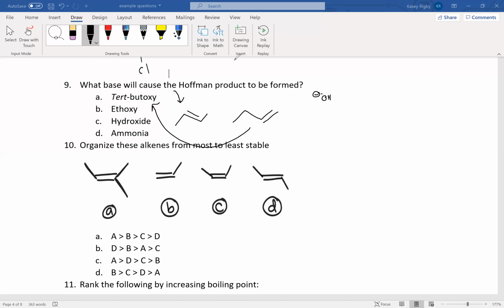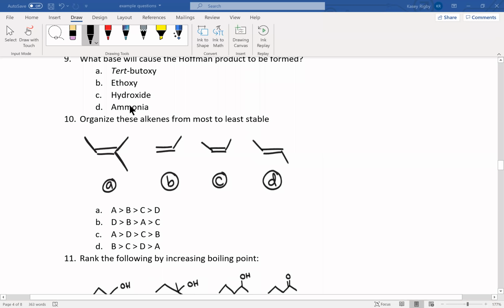Yes. Okay, so now here's an easy one. Organize these alkenes from most to least stable. All we have to do is find the most substituted, or the one with the most substituents, in order, and then compare it to those with fewer substituents. So I'm going to go ahead and number these. A has 3 substituents, B has 1, C has 2, D has 2. So obviously A is going to be the most stable and B is going to be the least stable.